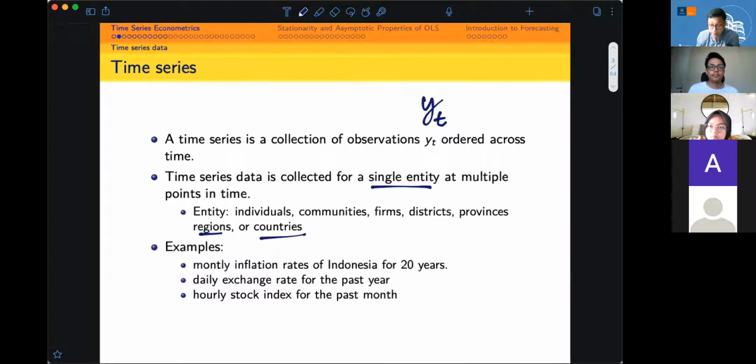For example, monthly inflation rates of Indonesia for the past, say, 20 years, daily exchange rate for the past year, or hourly stock index for the past month. These are some examples of time series data that you can see in available data sets. The idea is that you have a single entity, and the entity could vary from individuals to countries. For that particular entity, you're going to observe multiple observations across time. The time could be weekly, hourly, or daily, depending on the data set that you're analyzing.